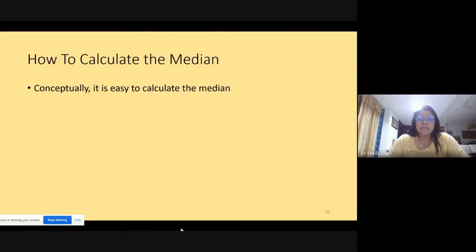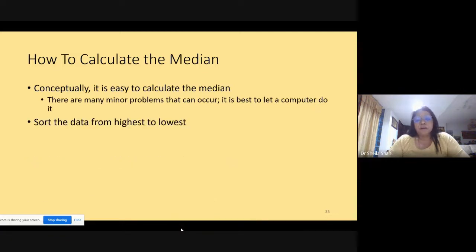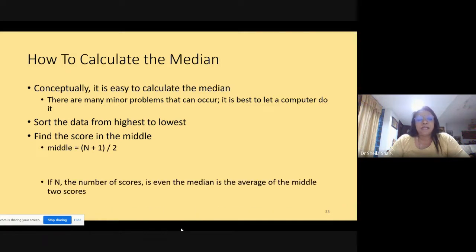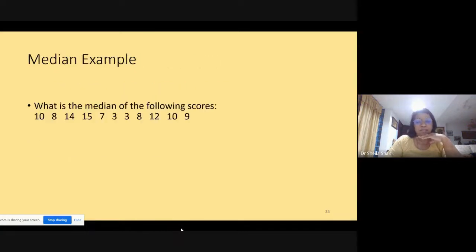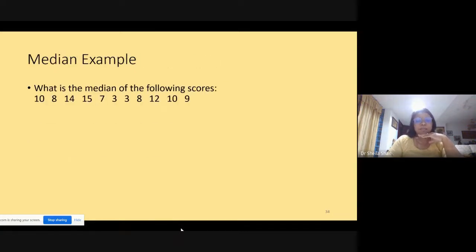So how to calculate the median? It's best to let the computer do it. Sort the data from highest to lowest. Find the score in the middle. So we have formulas for that. This is all statistics. But in our research, we don't focus so much on calculating manually. It's outdated.